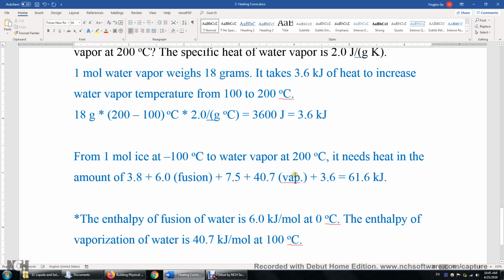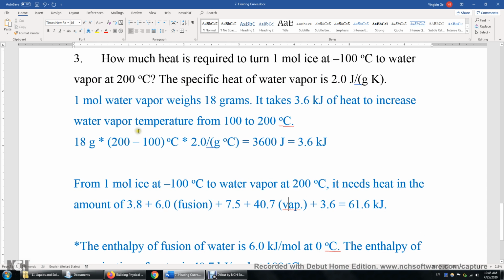We need to heat it up to 200 degrees Celsius. How much heat do we need? All right, here, 3.6. So it's going to be 3.6 kilojoule per mole. And again, for convenience, we're using kilojoule here, instead of joule. And then all 5 numbers are in kilojoule. So in the end, we sum it up, we get 61.6 kilojoule. That's the answer. We need 61.6 kilojoule of heat to convert 1 mole of ice at negative 100 degrees Celsius to water vapor at positive 200 degrees Celsius. Again, our answer is roughly 62 kilojoule.